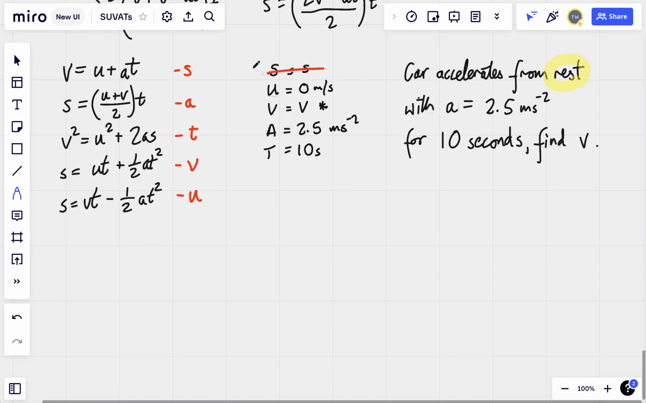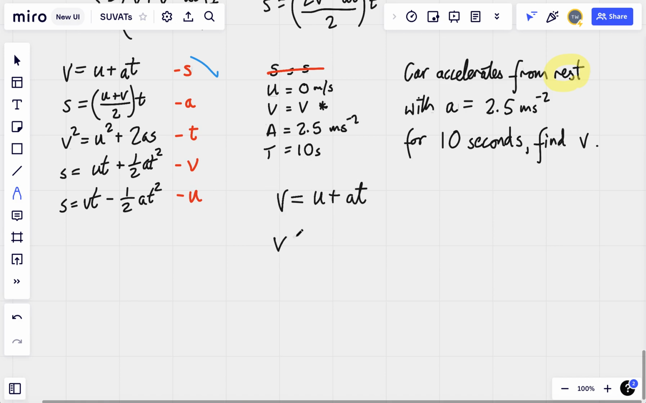That also helps me decide which SUVAT to use. Don't need S. Which one doesn't have S? Oh, this one. So I'm going to use this first SUVAT. Have a little think about that. You've got these 4, or at least you want to find V, so we need this first equation. So write it down: V equals U plus AT.